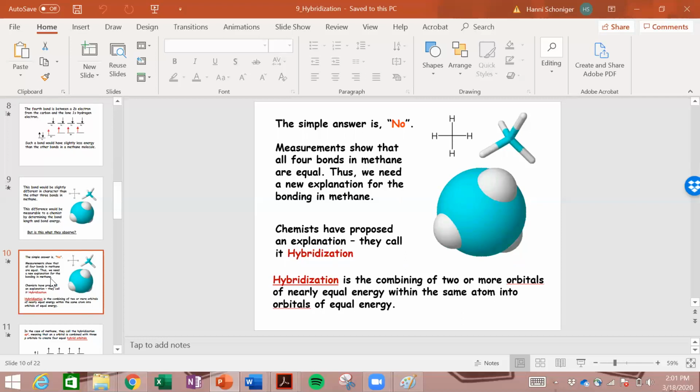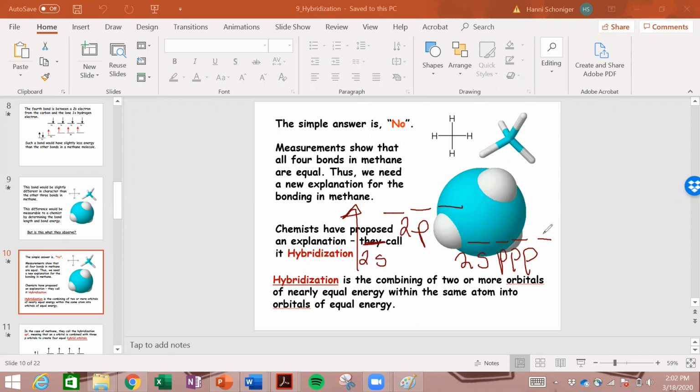It's where you combine 2 or more orbitals of nearly equal energy in the same atom. So we have our 2s and our 2p, and normally s is lower in energy than p, and p is higher in energy. That's our Aufbau principle. But when we hybridize, they notice that if you have sp3, so we have s1, p1, 2, 3, that's 2sp3.